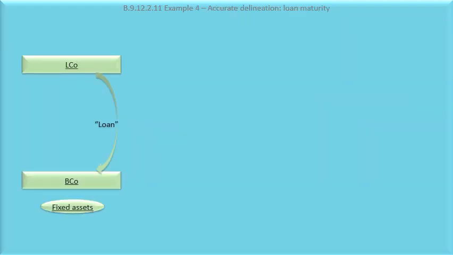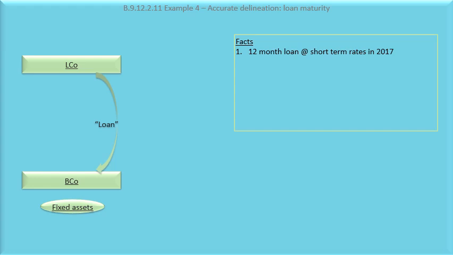Our next example on loan maturity, we have ELCO, which lends money to BCO, and BCO buys fixed assets with that loan. So the facts very quickly, ELCO extends a 12-month loan at short-term interest rates to BCO in 2017, but then ELCO extends the loan in '18 and in '19 because it's not yet repaid, and BCO doesn't have the cash to repay it.